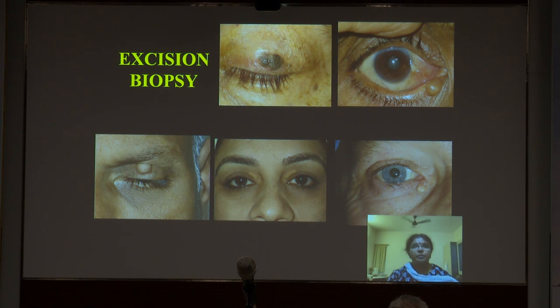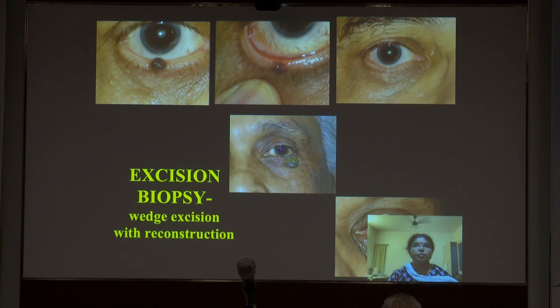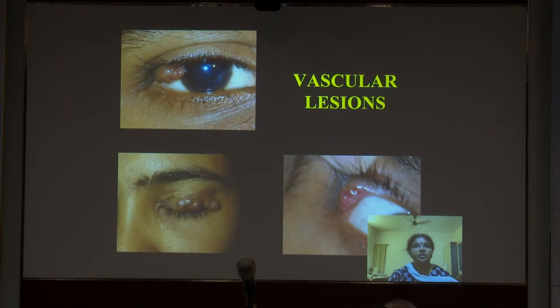Xanthelasma, again, more than chemical peels, I prefer to excise and carefully cauterize, because these can be very vascular, and suture the wound. Wedge excision with reconstruction, as I was talking about, is for suspicious lesions. You could do a frozen section in select cases, and this turned out to be a basal cell carcinoma. Here again, these lesions needed a wedge excision with reconstruction.